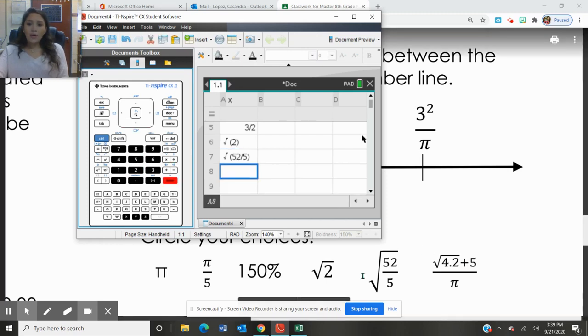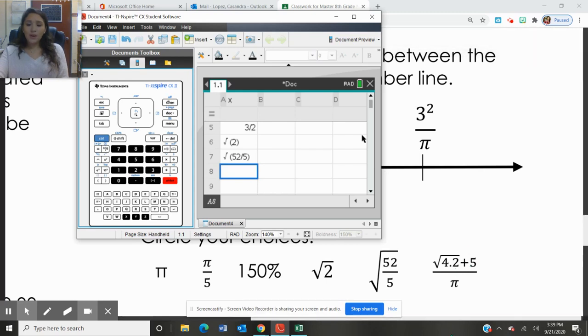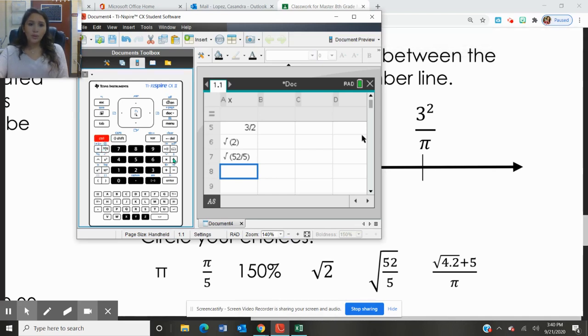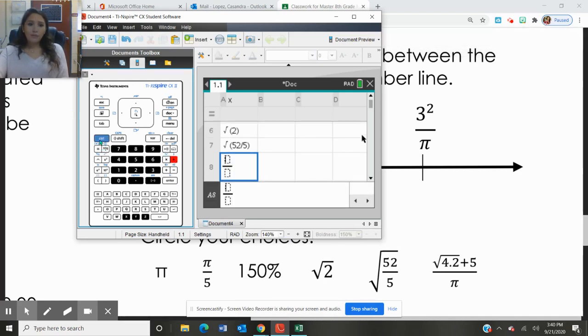Okay. Now I have the square root of 4.2 plus 5 divided by pi. So first things first, I'm going to press control divide. I have the square root of 4.2. Before I put plus 5, I need to step out of the square root symbol. So I'm going to press the right arrow.